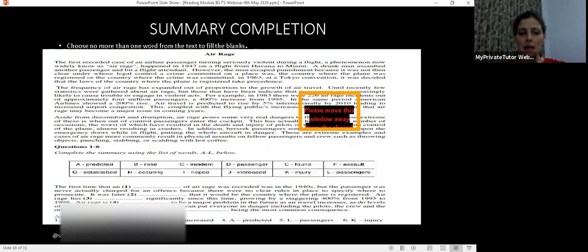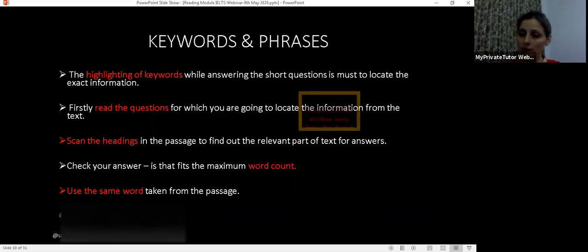The first time that an incident of an air rage was recorded was in the 1940s. Yes, that's giving the same meaning as whatever the passage was explaining. So this is very suitable. And the other blanks are going to be followed like this. Keywords and phrases: the highlighting of the keywords while answering the short questions is a must to locate the exact information.